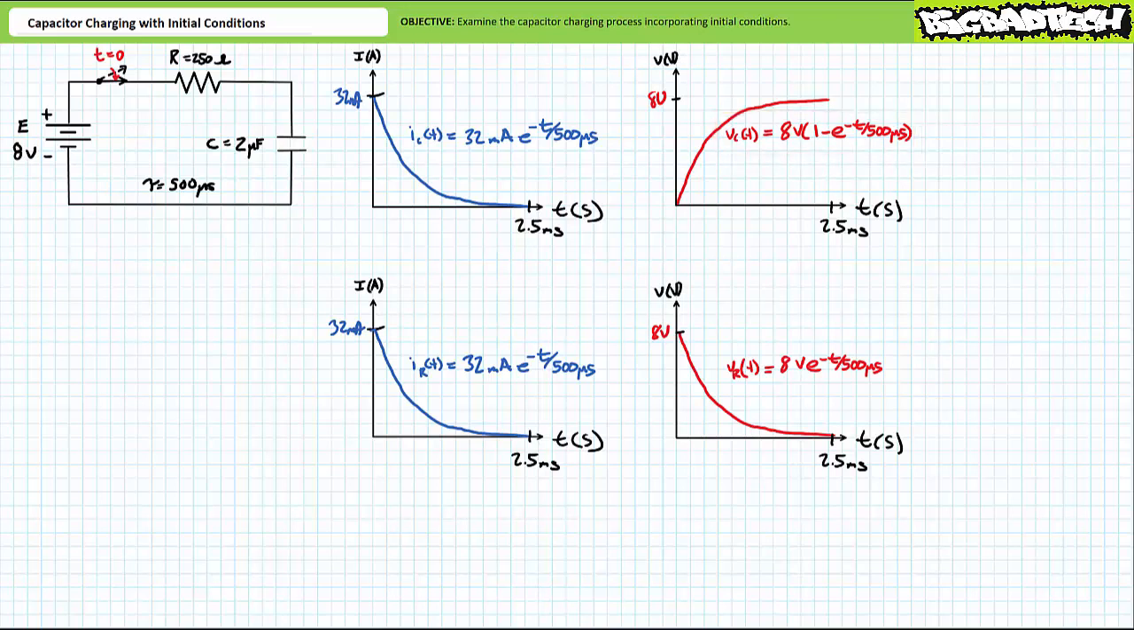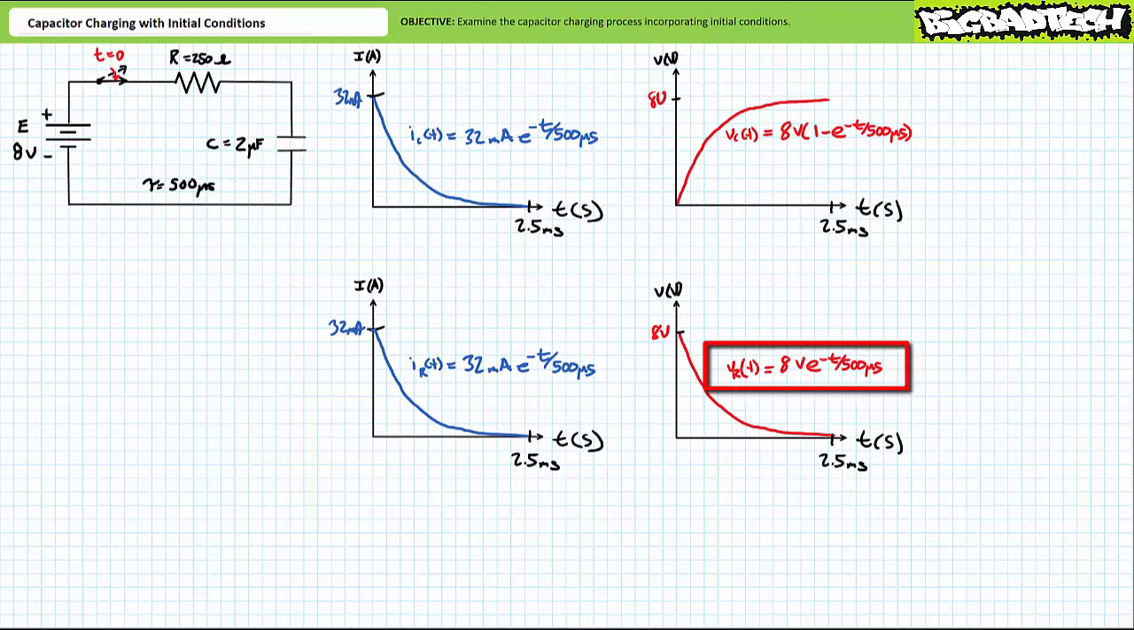Voltage across the capacitor started out at 0 volts and grew to 8 volts over 5 time constants, or 2.5 milliseconds. Current through resistor 1 as a function of time, IR1 of t, during the charging process, also equaled 32 milliamperes times e to the negative t over 500 microseconds. Current through resistor 1 and all elements in series with it experiences an initial surge of 32 milliamperes and decays to 0 over 5 time constants, or 2.5 milliseconds.